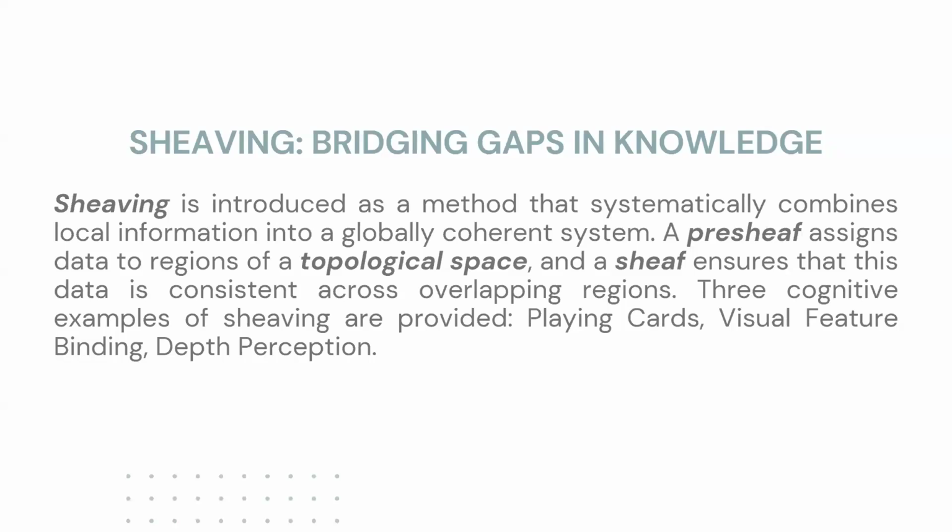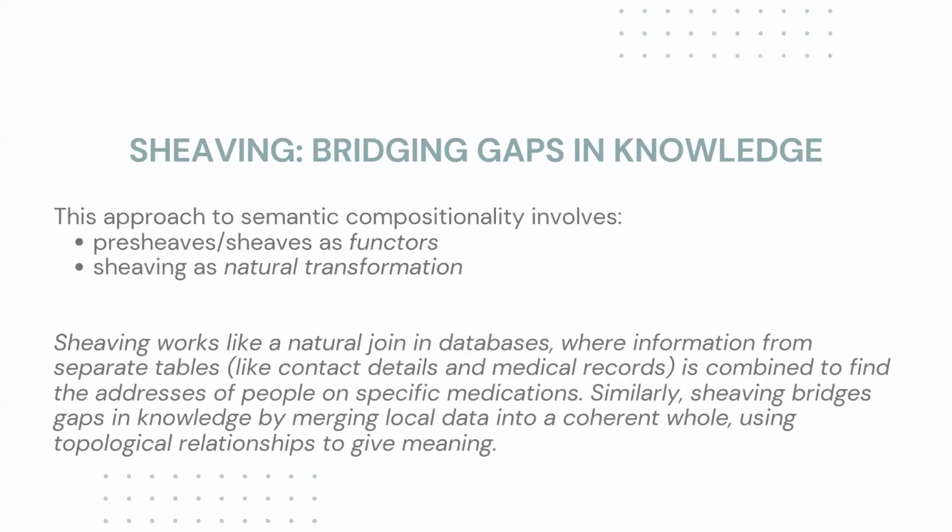And then the paper provides three examples that pertain to the cognitive sciences, such as visual feature binding, depth perception, and playing cards. I think I'm actually probably well above my 5-minute limit. So very quickly, we can just look into presheaves or sheaves as functors and sheaving as the natural transformation. And in this sense, sheaving works like a natural join in a database when we combine information from different tables.